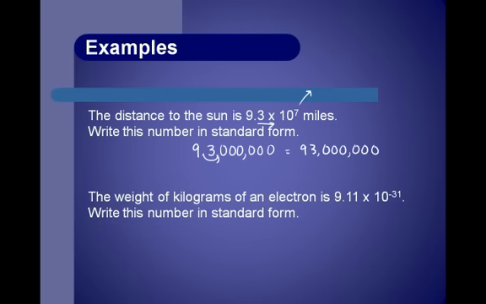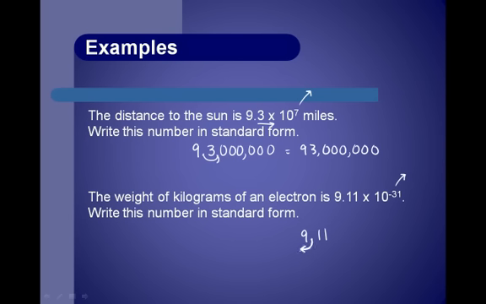The weight in kilograms of an electron is 9.11 times 10 to the -31st power. Now to write this number in standard form, notice we've got 9.11. The 31 means we're going to move the decimal 31 places. The negative means it's a really small number, so we're going to have to move the decimal back to the left to make it a smaller number, but we're going to move it 31 places.